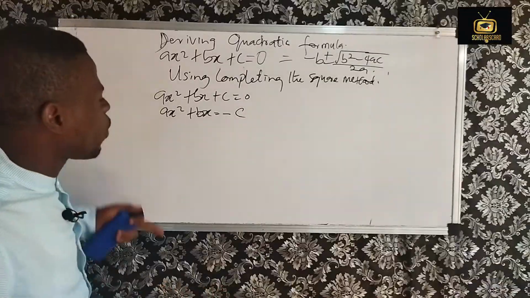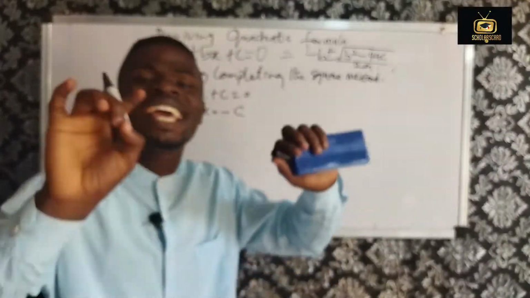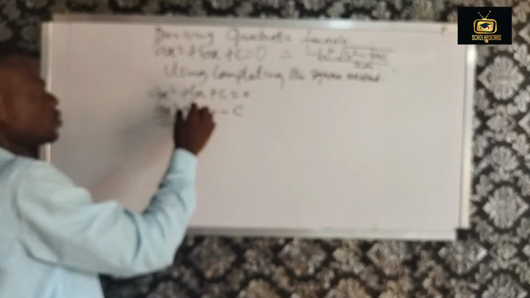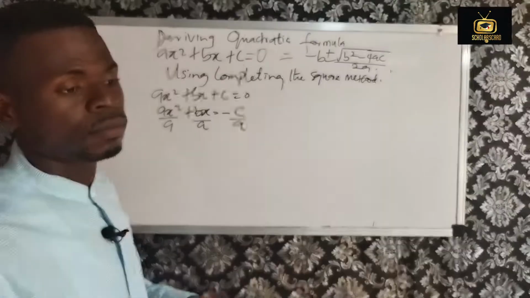Now, like I said, we are going to use the coefficient of ax squared to divide both sides. What's the coefficient of ax squared? The coefficient of ax squared is a. Can you see? You have a. This is the coefficient of ax squared. Put a to divide everything.